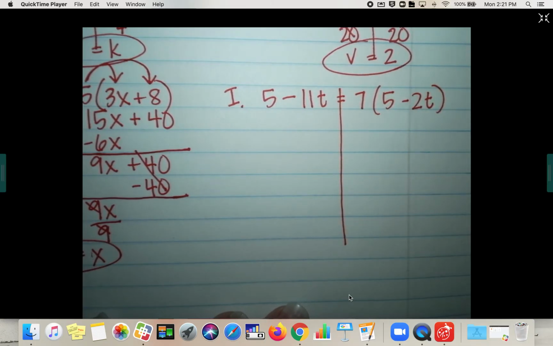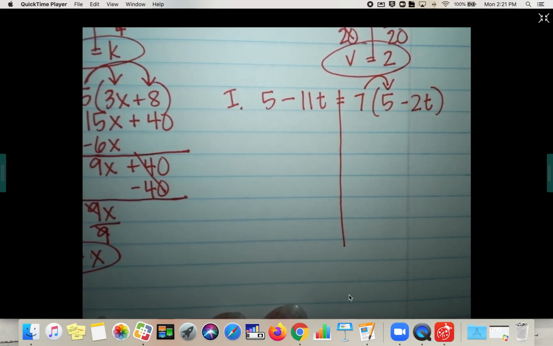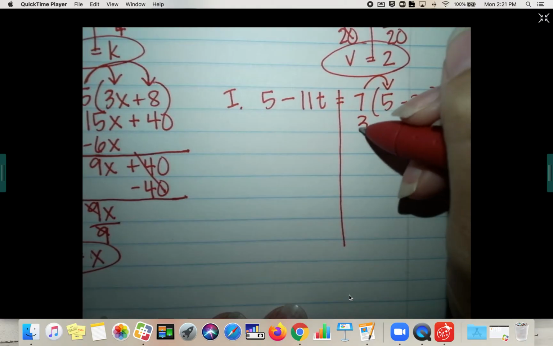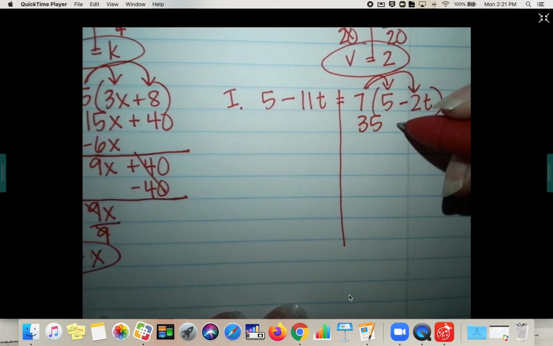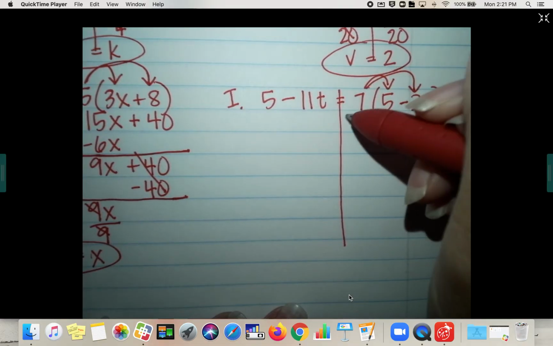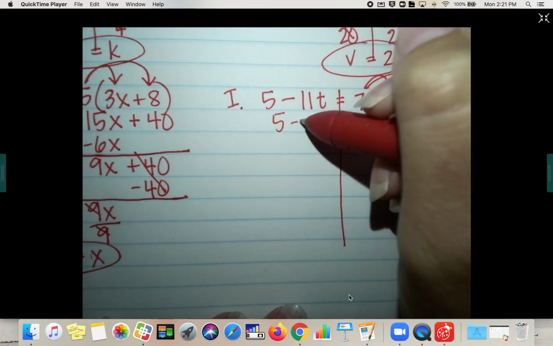Okay, always distribute first if you have parentheses. 7 times 5 is 35. 7 times negative 2t is negative 14t. On the left, bring down your 5 minus 11t.